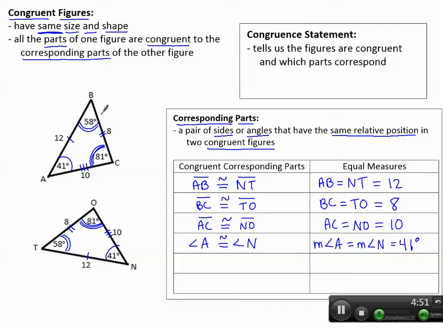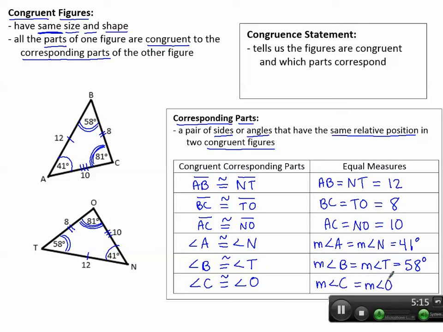Angle B is 58 and angle T measures 58. So angle B is congruent to angle T since the measure of angle B equals the measure of angle T, which equals 58 degrees. And finally, angle C is congruent to angle O since the measure of angle C equals the measure of angle O, which equals 81 degrees.